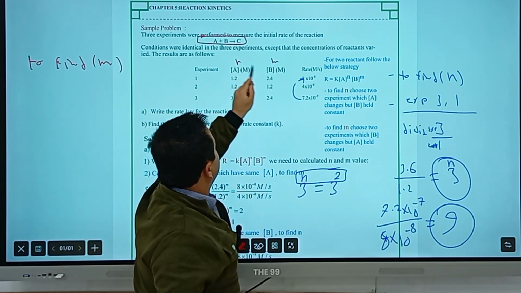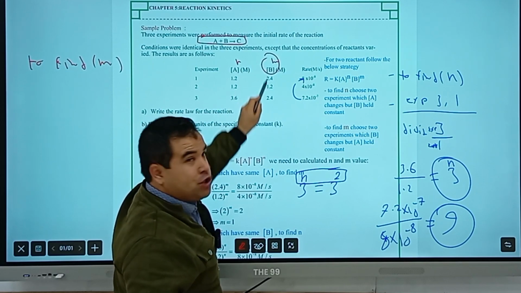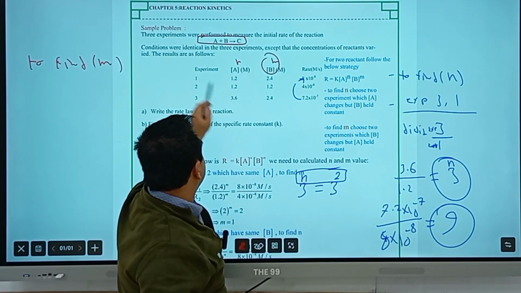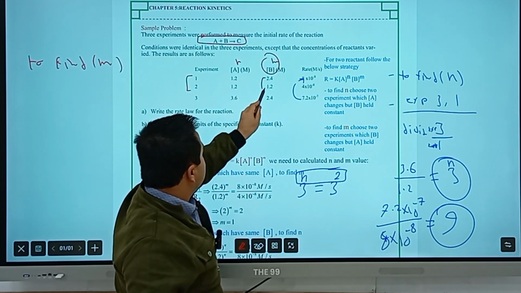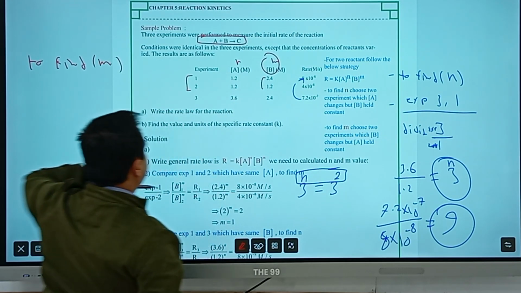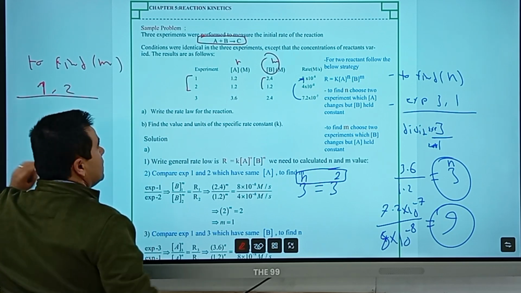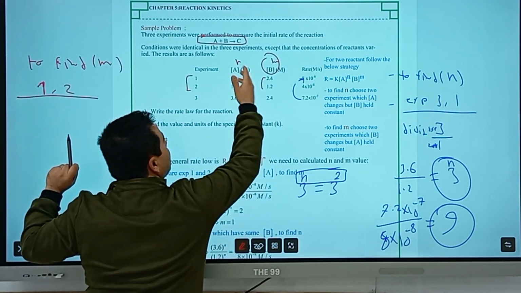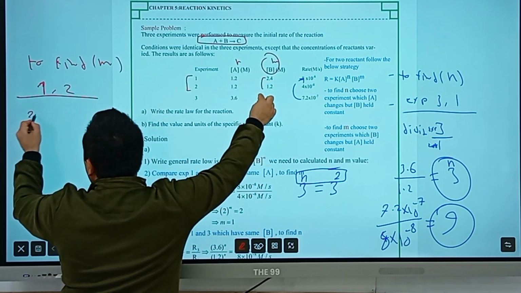Here the order of B, so B must be changed and A unchanged. The first and the second, A unchanged, but B changed. So use the first and second. Divide first and second. Which one is higher than the other? Of course, the first is higher than the second.